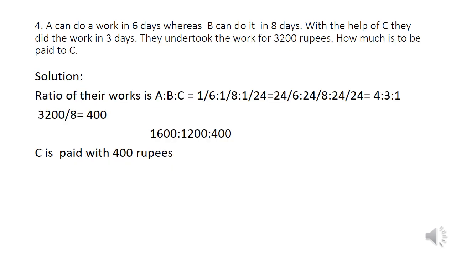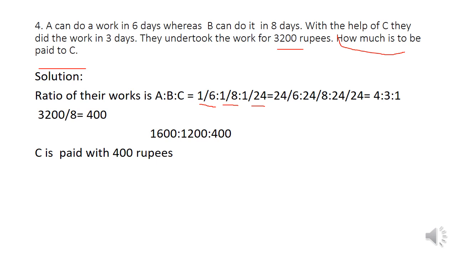Question is same as the previous one, but they added something that they undertook the work for 3,200 rupees. We have to find how much is to be paid to C. Here the amount should be given to them based on their efficiency, not based on the time taken by them to complete it. So the ratio is 1 by 6 is to 1 by 8 is to 1 by 24.